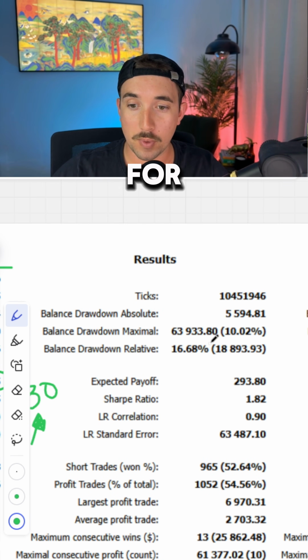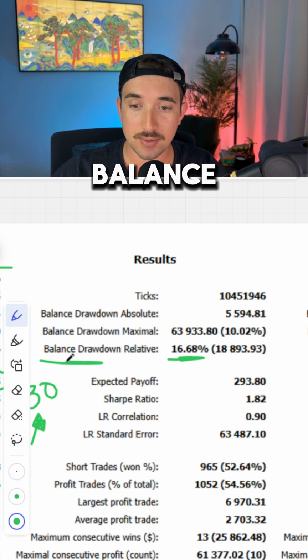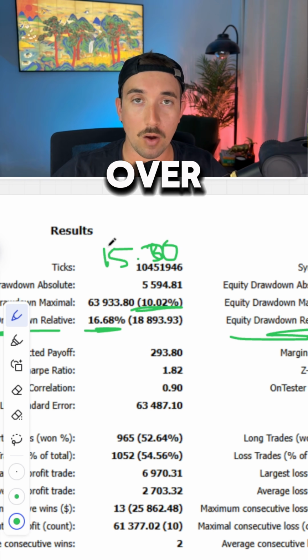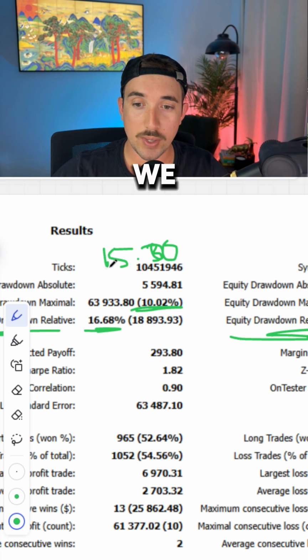What I then look for is what is the drawdown. Here we can see the relative drawdown is 16.68% on the balance drawdown. Anything under 15% for me is where I like to target for a Darwin account over that 7 years. But there's ways that we can scale this down.